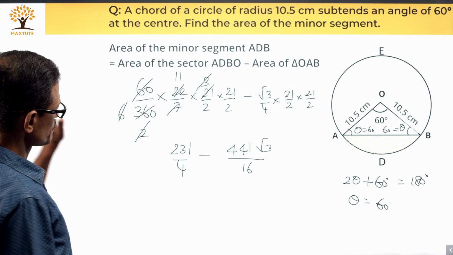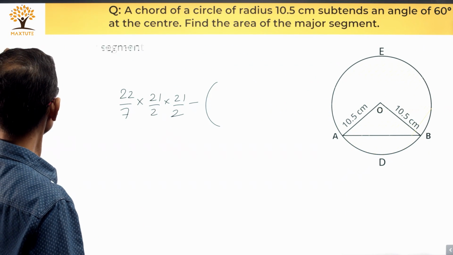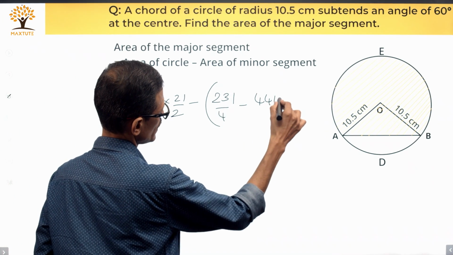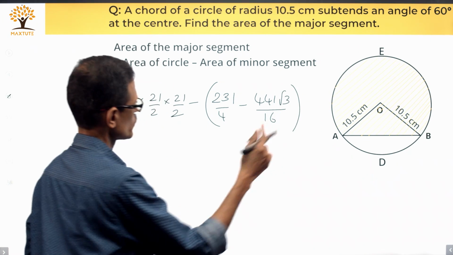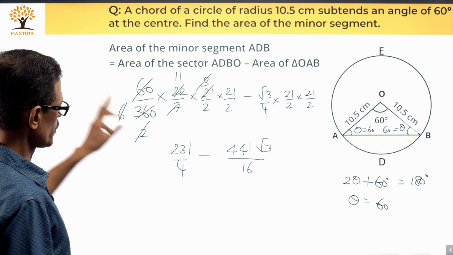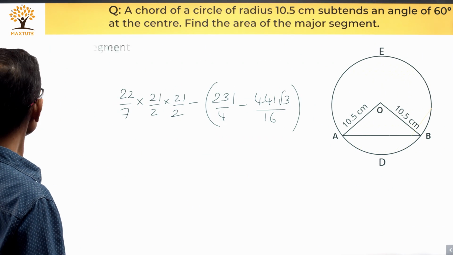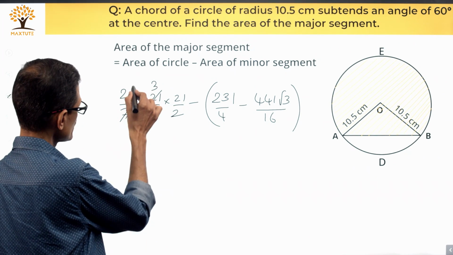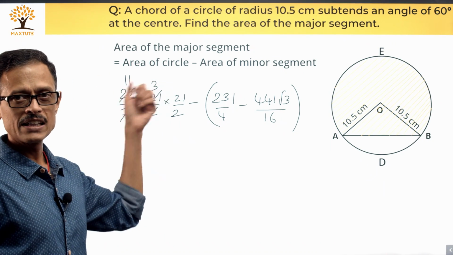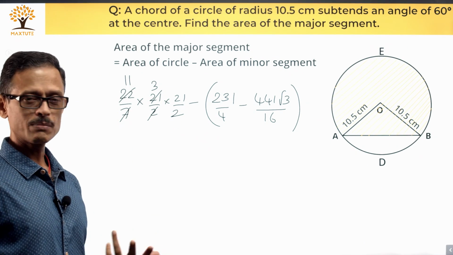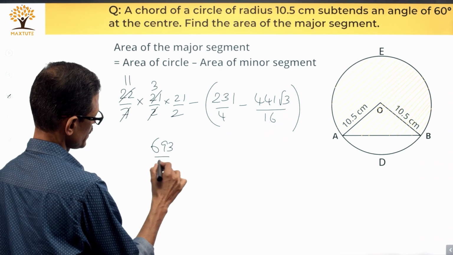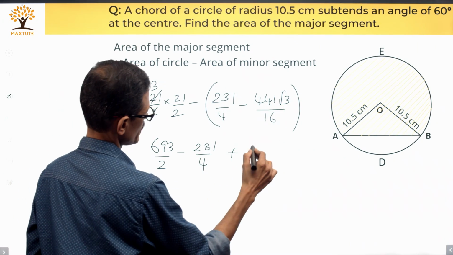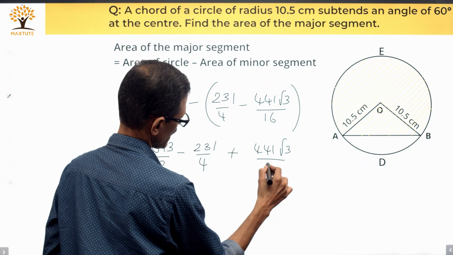Let us pick it from the last slide. 231 upon 4 minus 441 root 3 upon 16. Let us quickly check it once more so that we do not make any mistakes in copying things. 7 cancels with 21 to leave us with a 3. 2 cancels with 22 to leave us with 11. 11 into 3, 33 into 21, 660 plus 33, 693 divided by 2. Minus 231 divided by 4 plus, minus of minus will make this plus 441 root 3 divided by 16.